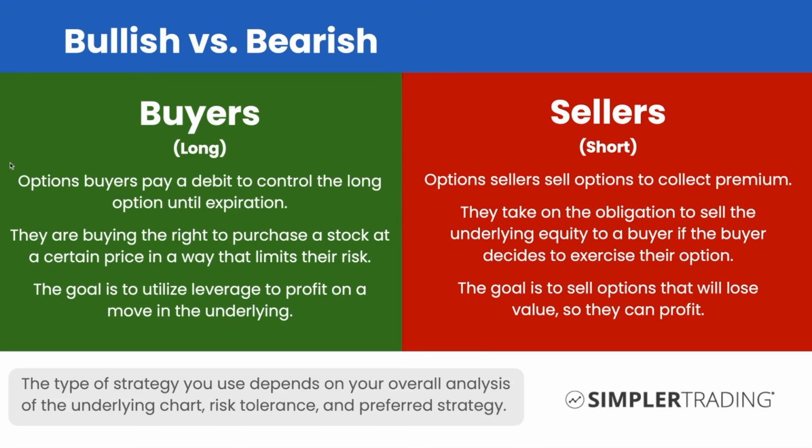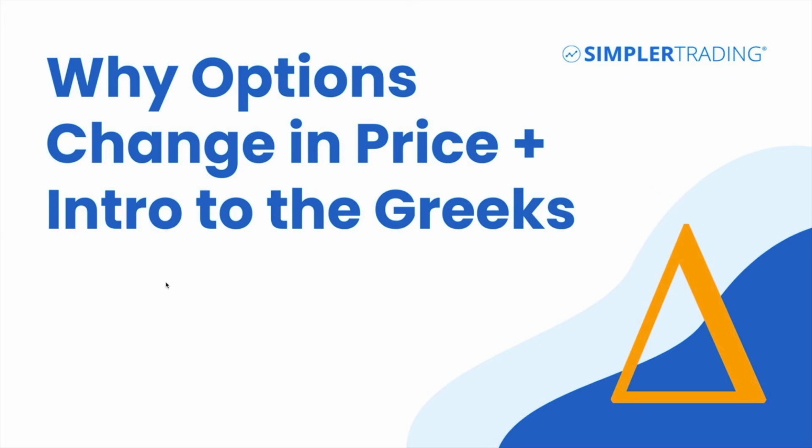In the same way, if you sell the call on Netflix, and let's say that Disney buys them out at $2,000 a share, all of a sudden it is entirely possible that you could lose more than you put in. So there are trade-offs to both sides, which we will cover in later sections. The type of strategy you use depends on your overall analysis of the underlying chart, your risk tolerance, and your preferred strategies. In this section, we're going to cover why options change in price, and we're also going to do an introduction into the Greeks.